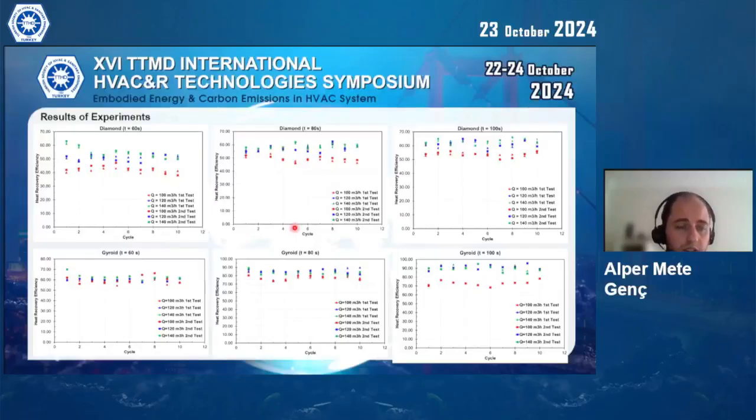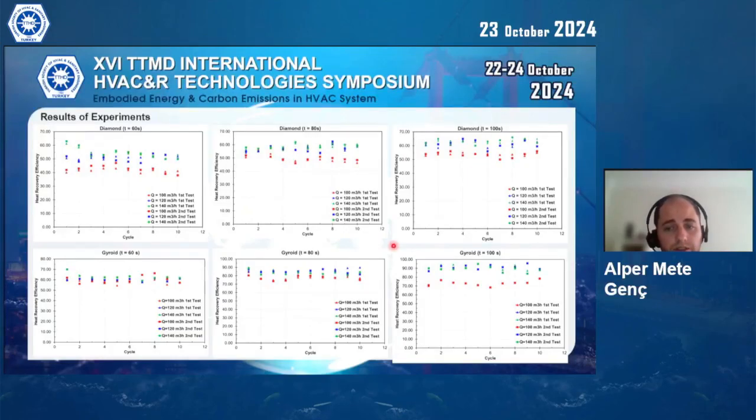In here, as you can see, our experimental results. In the upper figures, the heat recovery efficiency values of only the diamond heat exchanger are shown in 4 cycle times: 60, 80, and 100 seconds respectively.